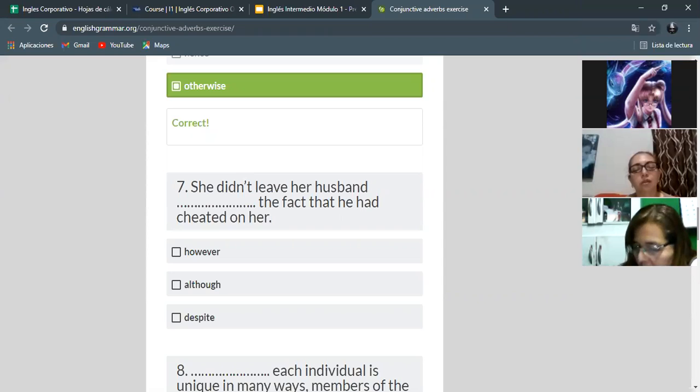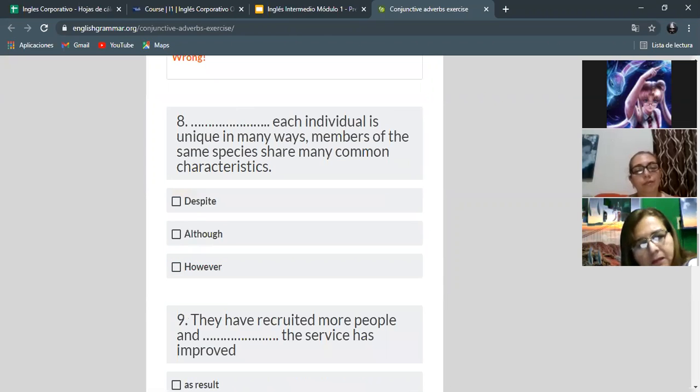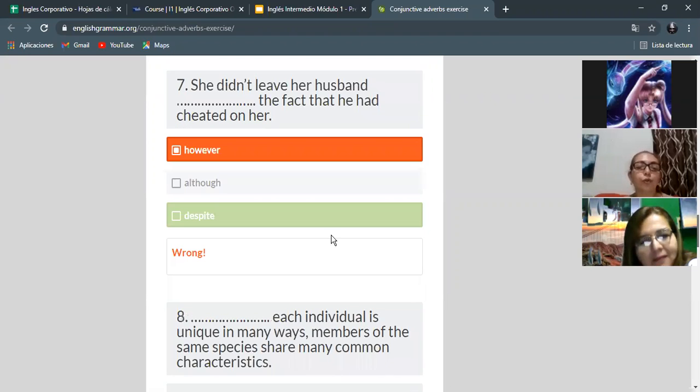Okay. So she didn't leave her husband. Despite. And the rest? I think the however. However. We have three however, one despite. Yes. So everybody agrees, or the majority agrees, that it is however. Yes. That is wrong. That was despite. Yeah, because it's different. It's contrasting, right?